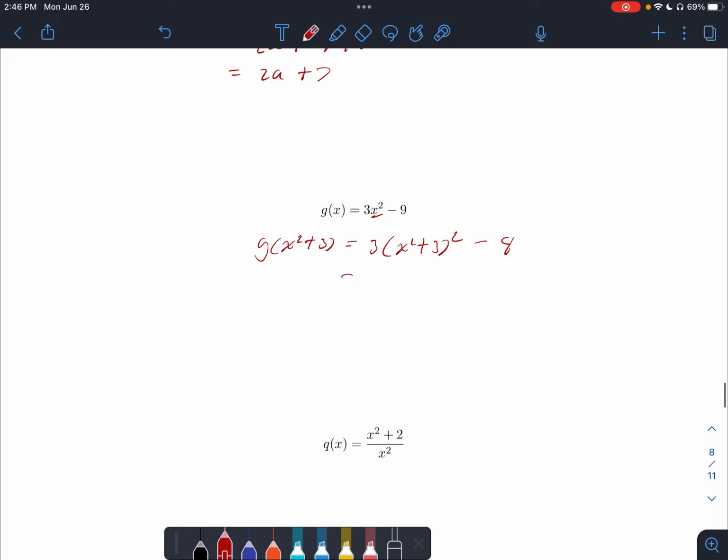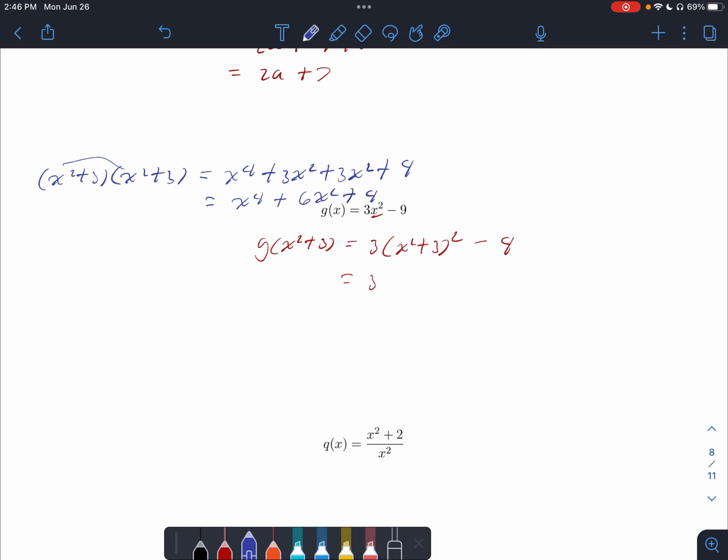Now we go ahead and FOIL this. Let's do this off to the side. (x squared plus 3) squared is the same as (x squared plus 3) times itself. So if we distribute, we'll have x squared times x squared, that's x to the 4th, plus 3x squared plus 3x squared plus 9, or x to the fourth plus 6x squared plus 9.